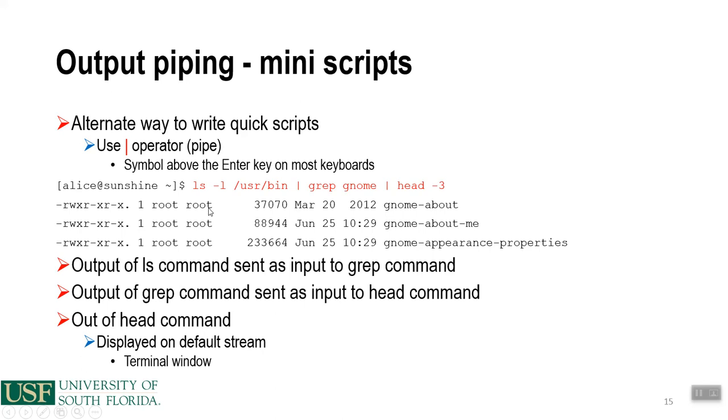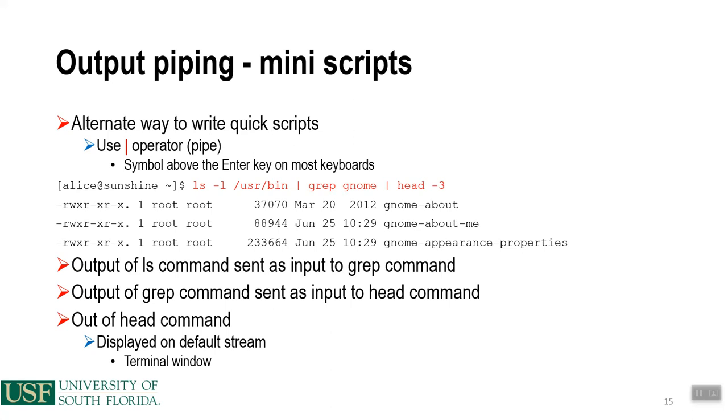So that's in terms of comments. Now I'm going to keep going into different mechanisms that you can include in your scripting. Output piping is one of them, and this goes along with the concept of mini scripts. It's an alternate way to write quick scripts. Scripts perform a certain task, automating a particular task. The pipe will allow you to execute multiple commands or write quick scripts.